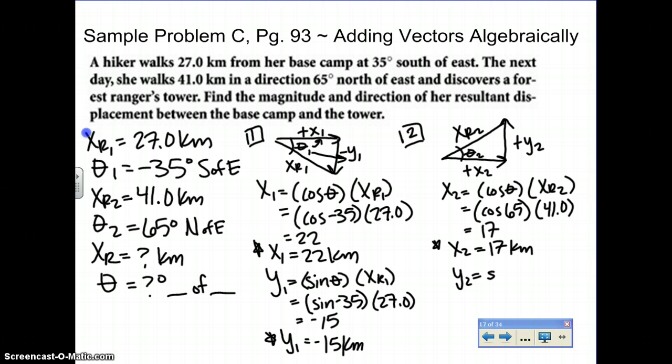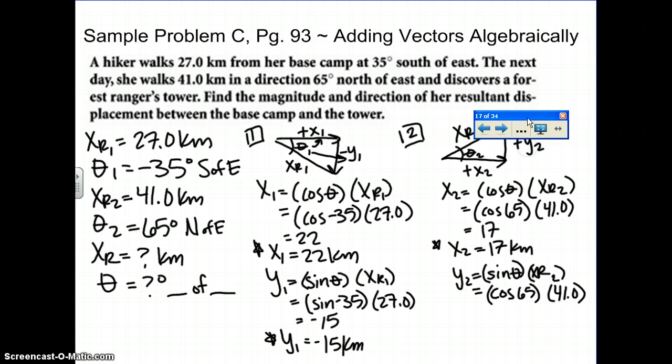Y sub 2 is going to be sine theta times your resultant. So that is sine of 65 times 41.0. Putting that in your calculator, you should see 37. So y sub 2 equals 37 kilometers.